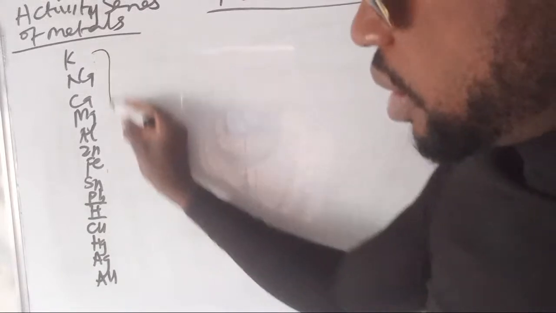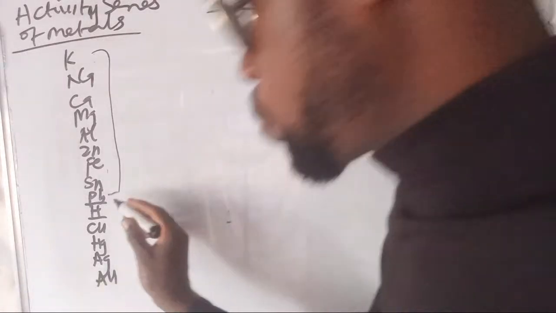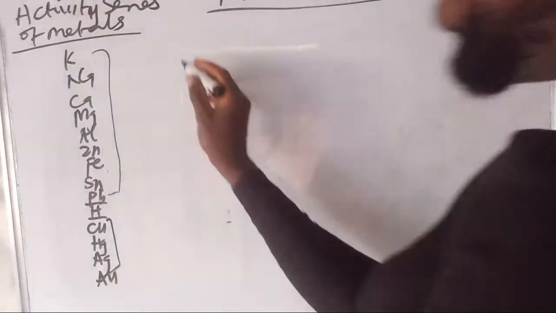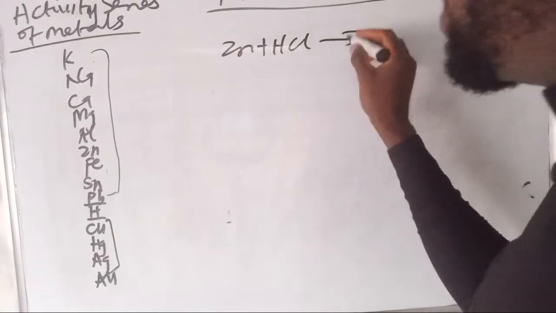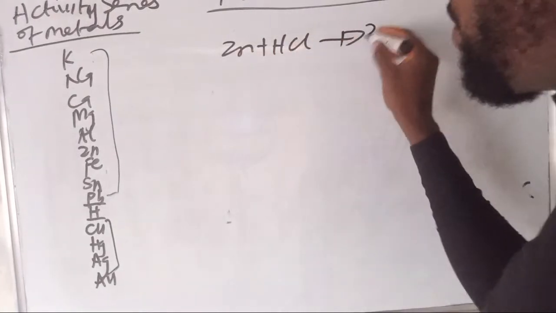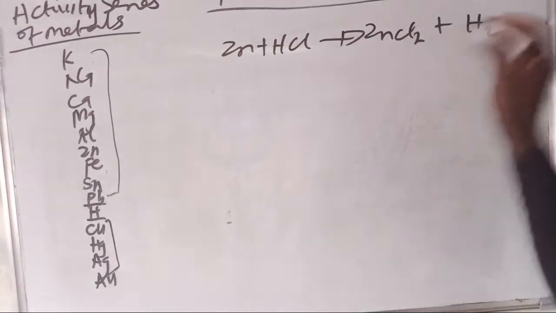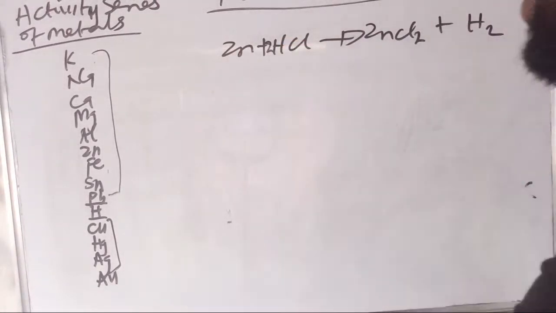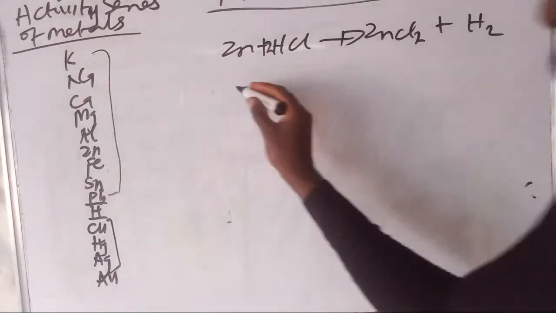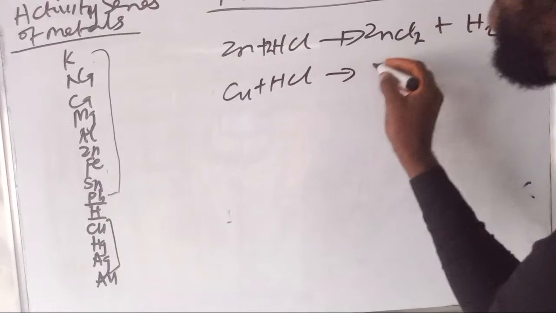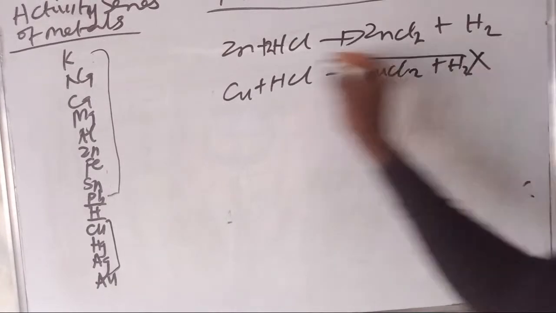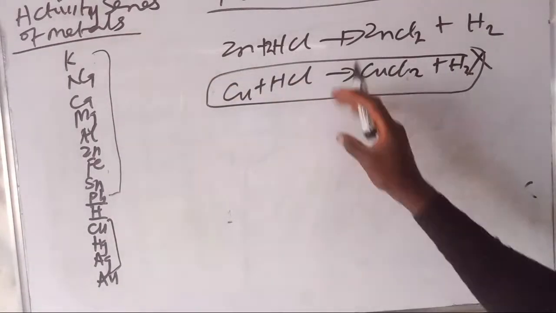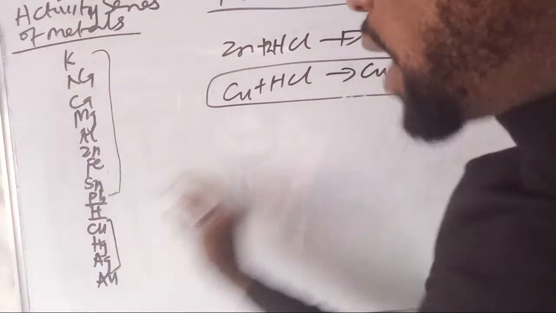All these metals above will displace hydrogen from any dilute acid, but the ones below cannot. If you have a reaction like the common one, zinc plus HCl, the zinc will automatically take the position of the hydrogen to give you zinc chloride plus hydrogen gas. To balance the equation, we put 2 here, and that makes the equation balanced. But if you write copper plus HCl, this is incorrect. This is not feasible, it's not practically obtainable.